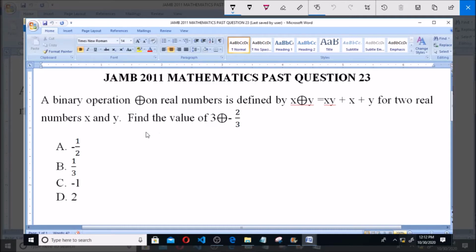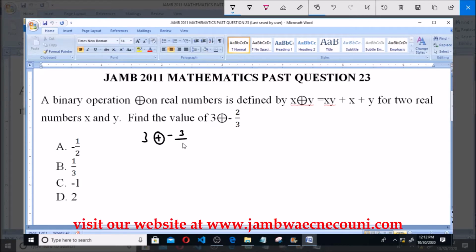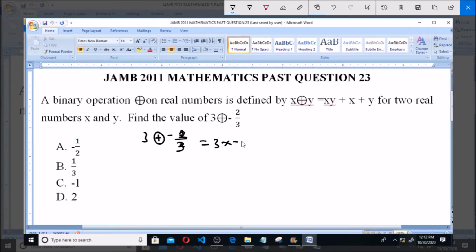Now this simply means that 3 ⊕ (-2/3) is equal to, from this, xy + x + y. So we have 3 times -2/3, plus 3, plus -2/3. Now 3 times -2/3, we cancel the 3, so we have -2. So this is equal to -2 plus 3 plus -2/3.